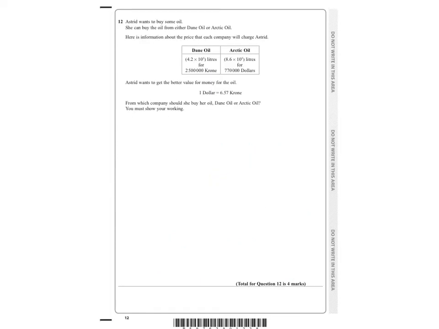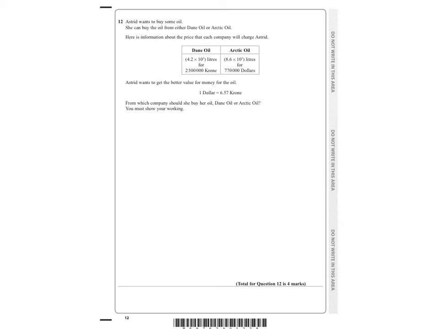Okay, so moving on to question 12. Astrid wants to buy some oil. She can buy the oil from either Dane Oil or Arctic Oil. Here is the information about the price that each company will charge Astrid.